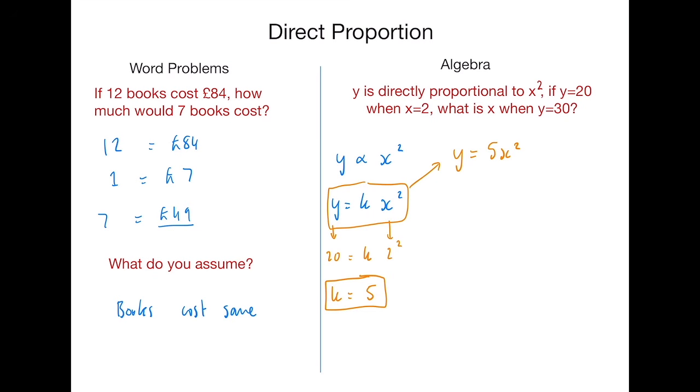And then using that scale factor knowledge now, we want to work out what x is when y is equal to 30. So we again let y equal 30 by substituting that in, 30 equals 5x squared. Dividing by 5, we know that 6 equals x squared, so x is going to equal the square root of 6, and that will be our final answer.